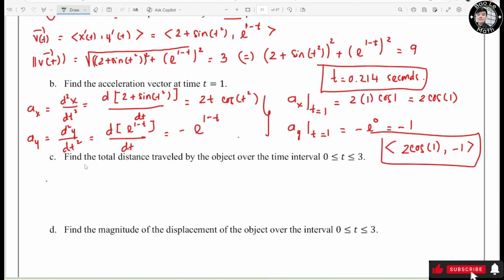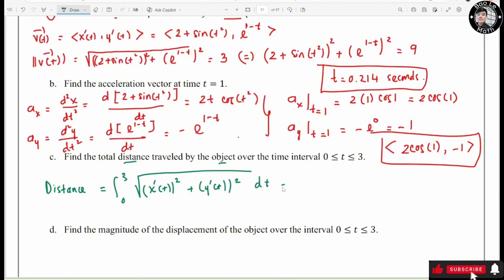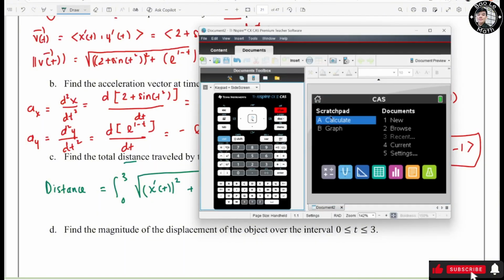Now question C. Find the total distance traveled by the object over the time interval 0 to 3. So you know that the distance is given by the formula integral from 0 to 3 of the square root of s prime of t all together squared plus y prime of t all together squared, right? dt. So you're going to go to the home screen, hit calculate.